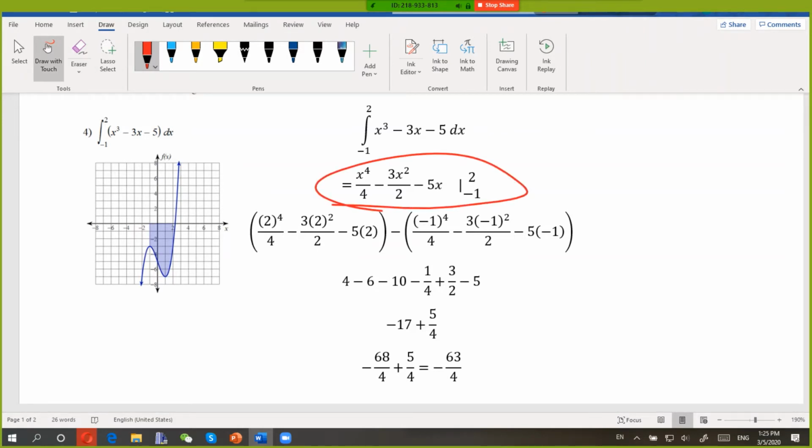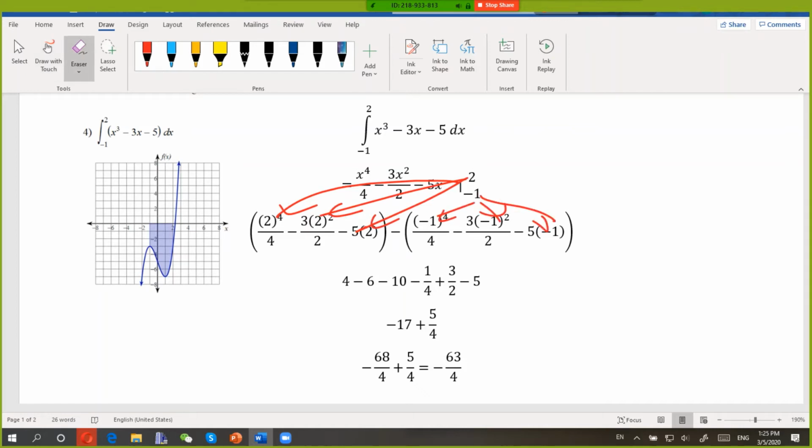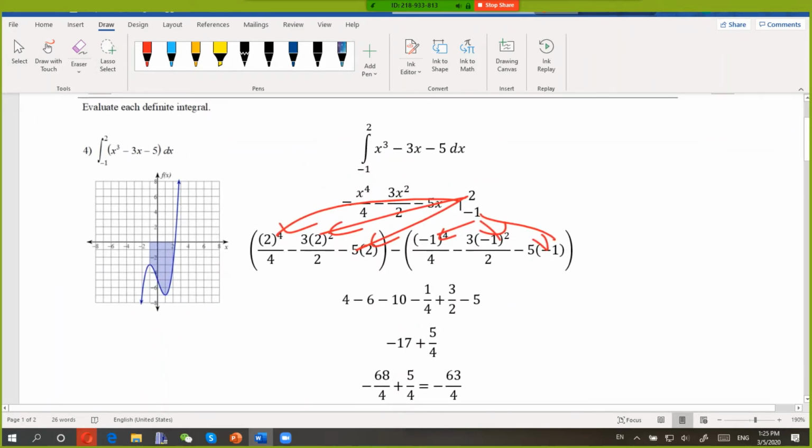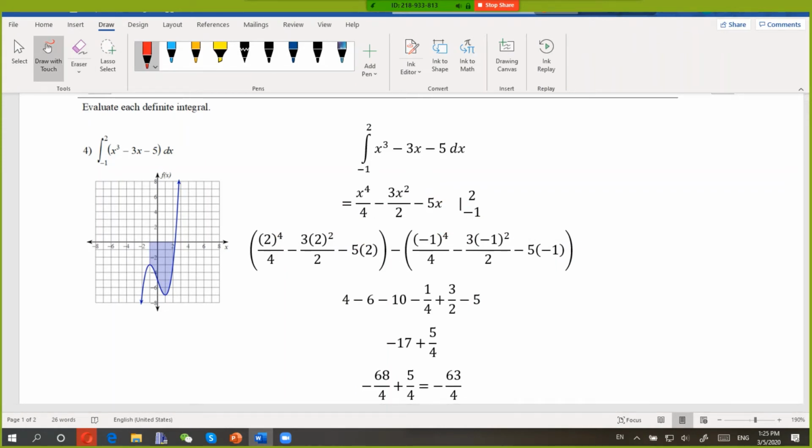So the next step is to plug in upper bound and subtract lower bound. So that'll look like this. I'm going to plug in my upper bound into every one of these x values, and then subtract my lower bound plugged into every one of these x values, which would give me this. So I've got 2 squared is 4 times another 2 squared, so my 4 and 4 will cancel, leaving me with 2 squared, which is 4.